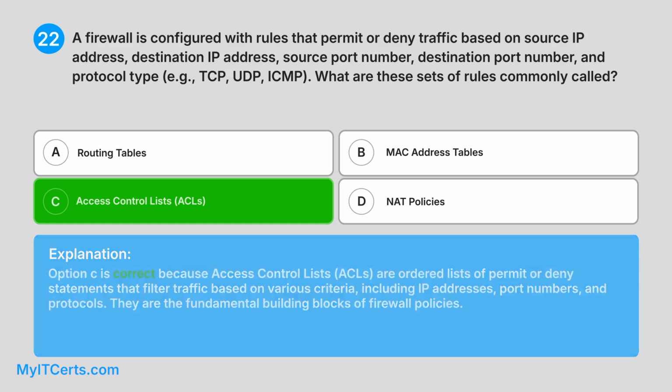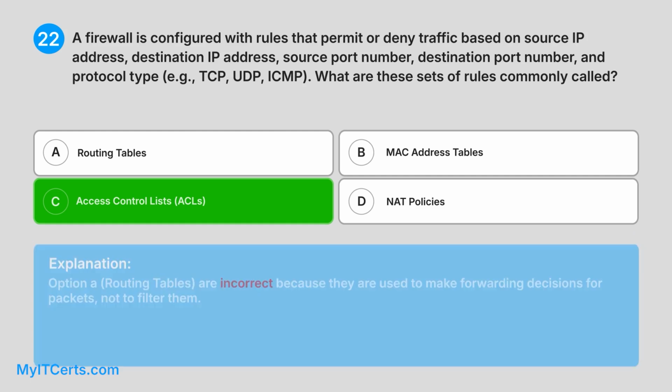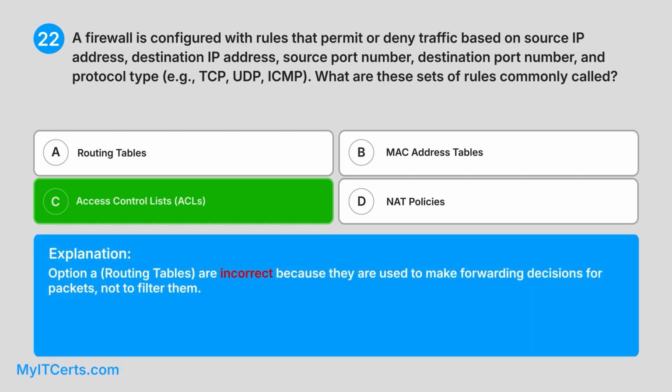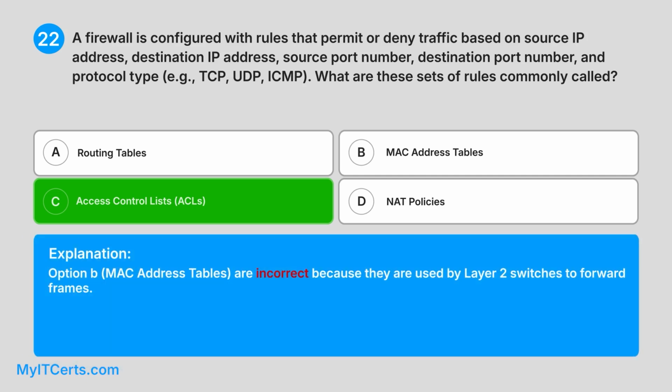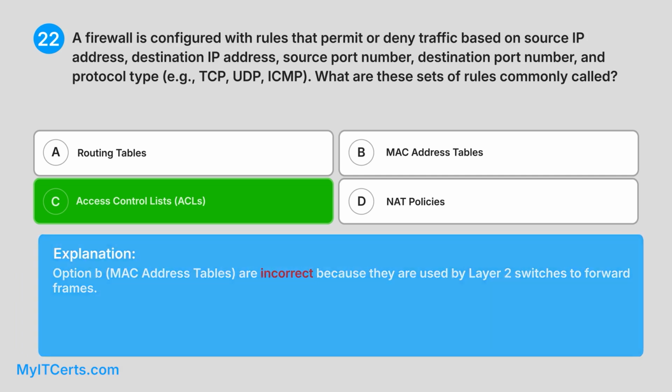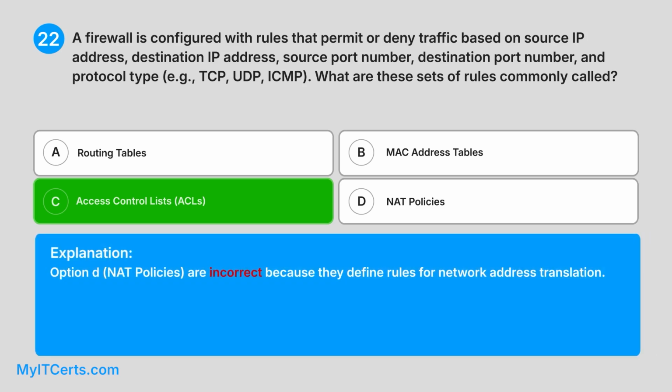policies. Option A, routing tables, are incorrect because they are used to make forwarding decisions for packets, not to filter them. Option B, MAC address tables, are incorrect because they are used by Layer 2 switches to forward frames. Option D, NAT policies, are incorrect because they define rules for network address translation.